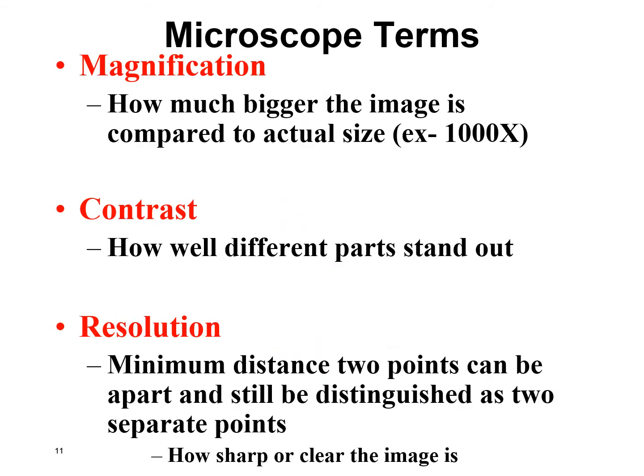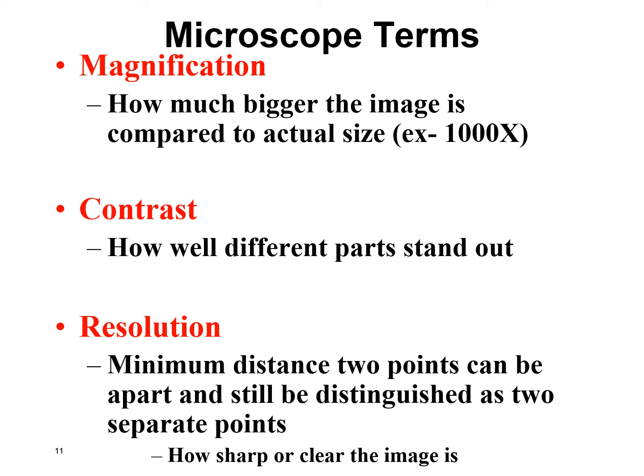Okay, we have three very important terms that we use with microscopes. So make sure that you know these three terms for the quiz and the exam. We have magnification, contrast, and resolution. So magnification is pretty easy. It's just how much bigger the image is compared to the actual size of the specimen.